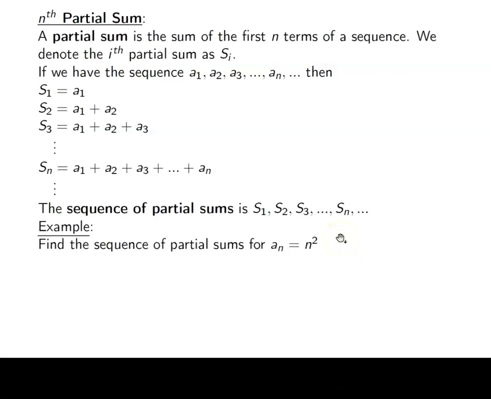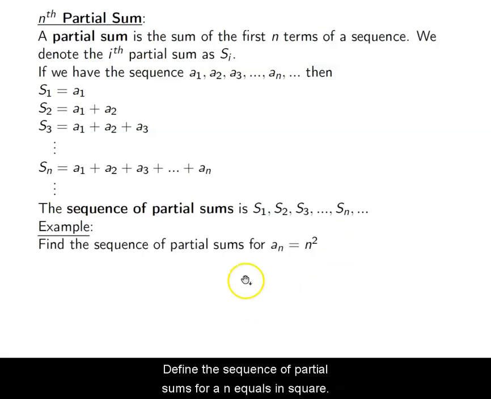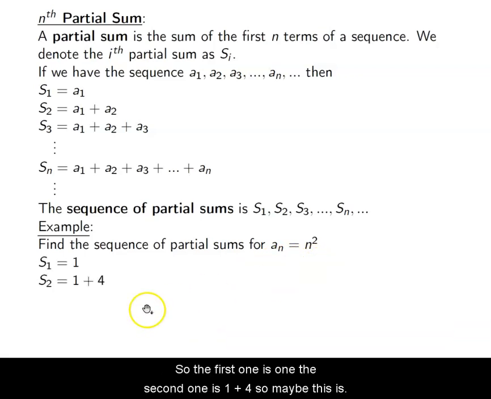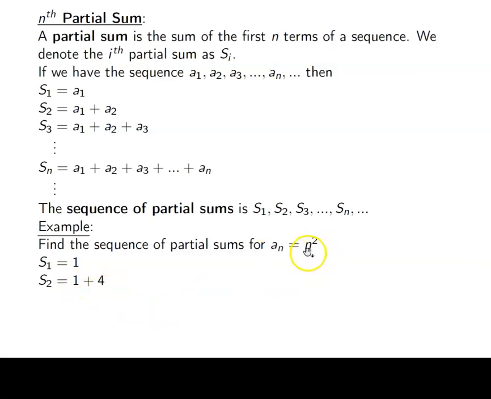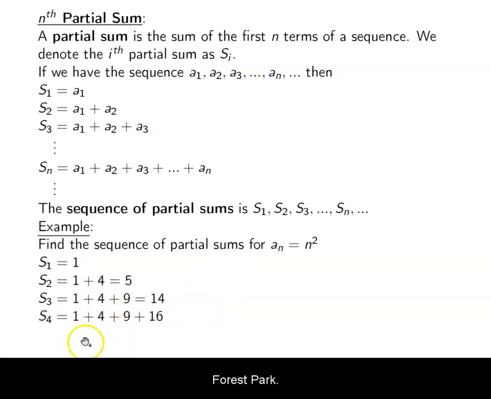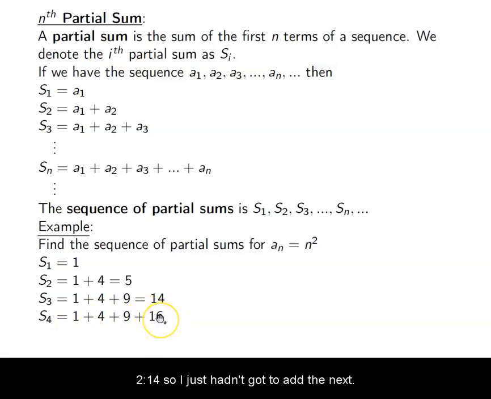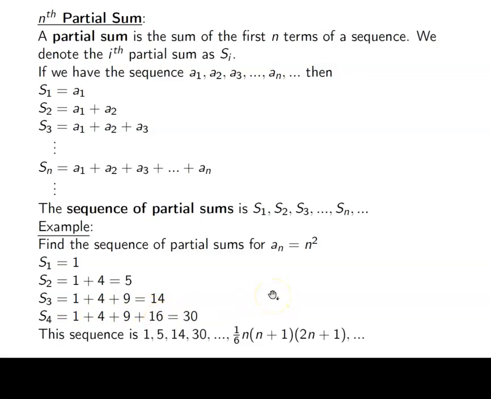So example, let's find the sequence of partial sums for a_n equals n squared. So the first one is 1. The second one is 1 plus 4. Remember, this is squaring each term. So 1, 4, 9, 16, 25, 36, etc., right? So the third partial sum is 1 plus 4 plus 9, or 14. The fourth partial sum is 14 plus 16, basically, because I know these three add up to 14, so I just gotta add the next one. So it'll be 30, and so forth.